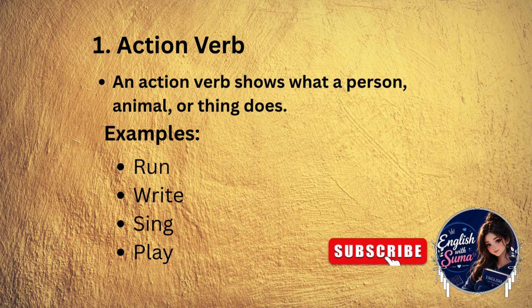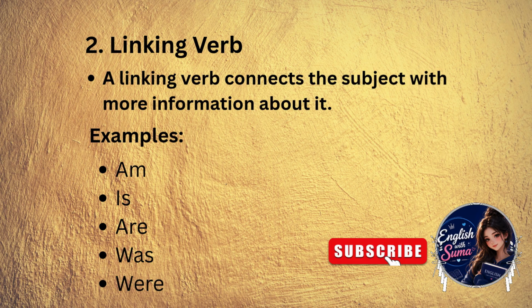In the sentence, the boy runs fast, the word runs is the action verb because it tells us what the boy does. A linking verb connects the subject to a word or phrase that describes or identifies it. Common linking verbs are am, is, are, was, and were. In the sentence, she is a doctor, the word is links the subject, she, to the description, a doctor.